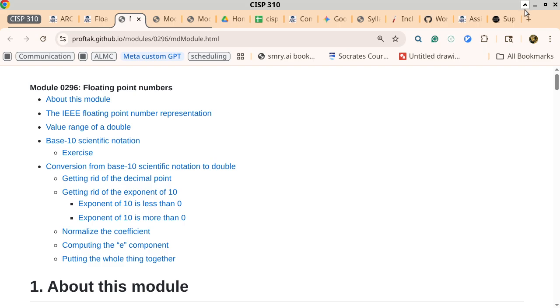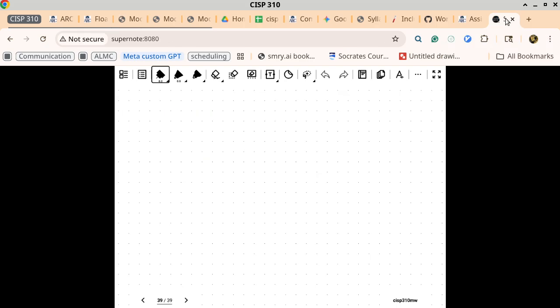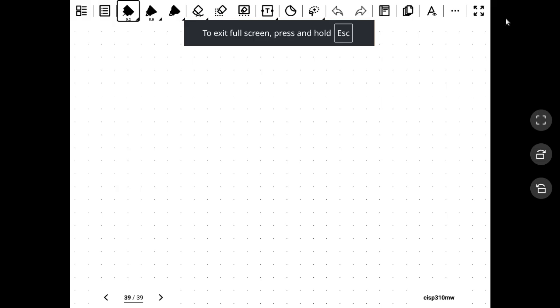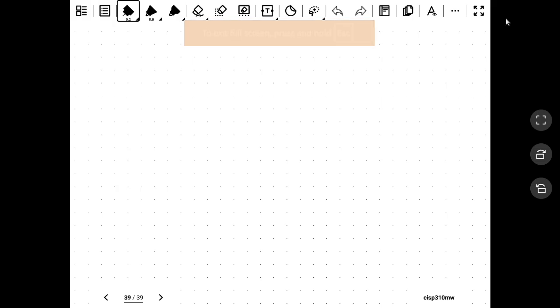It's really great that the tablet and the PC are talking using Wi-Fi. So I can just walk around and everything I draw here will still appear on the projector.